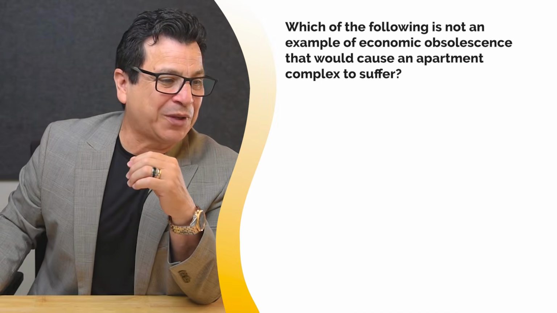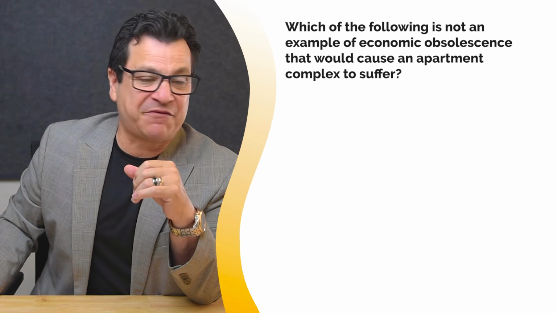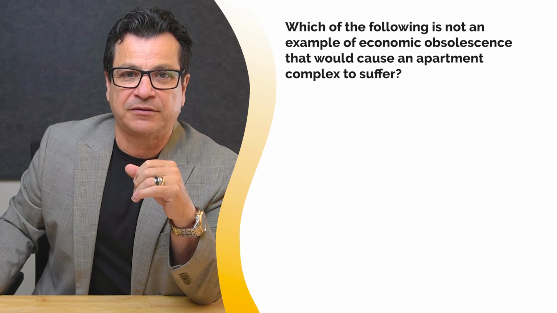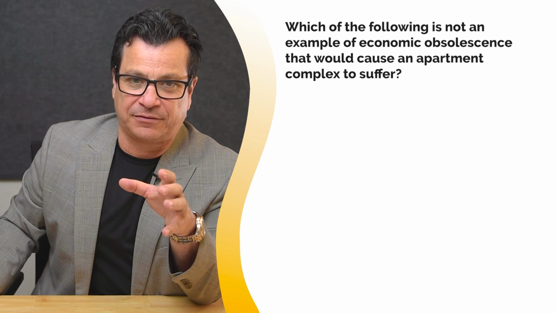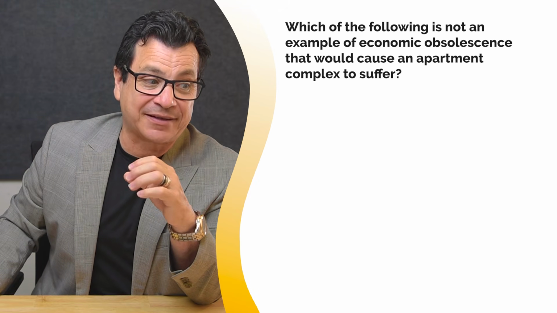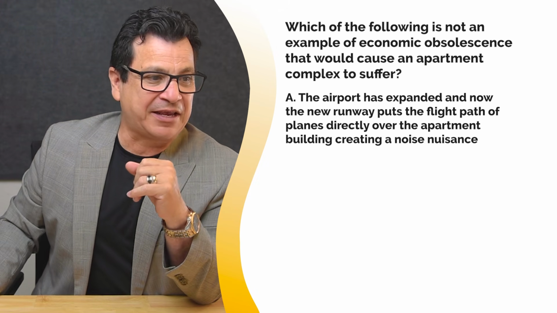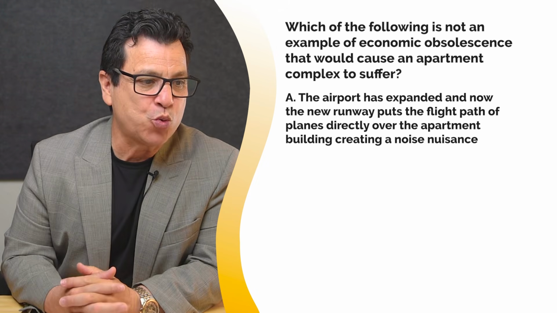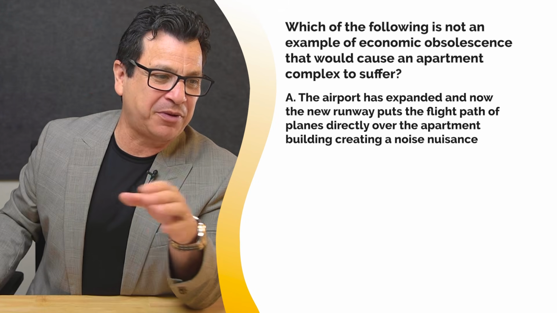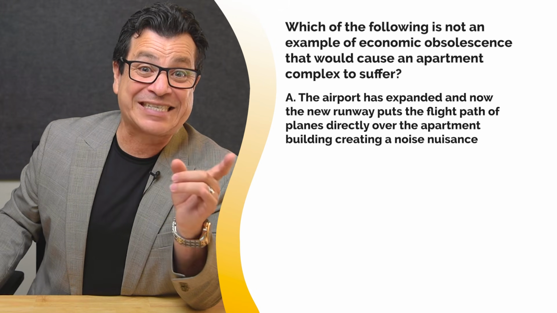Which of the following is not an example of economic obsolescence that would cause an apartment complex to suffer? Now, you know what economic obsolescence is. We just discussed it. Which of the following is not an example of economic obsolescence? A, the airport has expanded and now the new runway puts the flight path of planes directly over the apartment building, creating a noise nuisance.